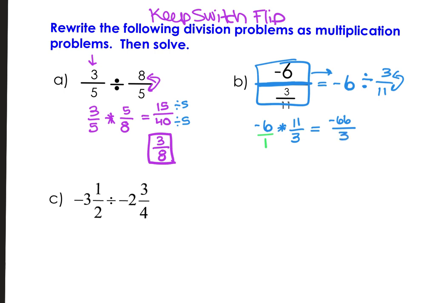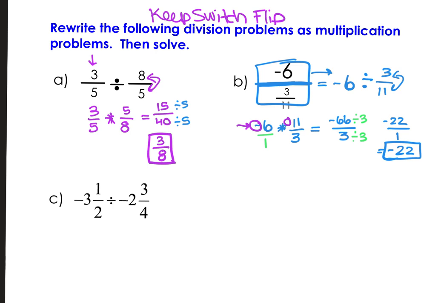And for this one, believe it or not, this one's actually going to simplify really nicely. These are all divisible by 3. -66 divided by 3 is -22. 3 divided by 3 is 1. And so our answer here is actually a nice integer number of -22. Now, if you're wondering how I knew this problem was negative, remember we can make that judgment call right off the bat by seeing we have a negative times a positive here, and a negative times a positive is always a negative.